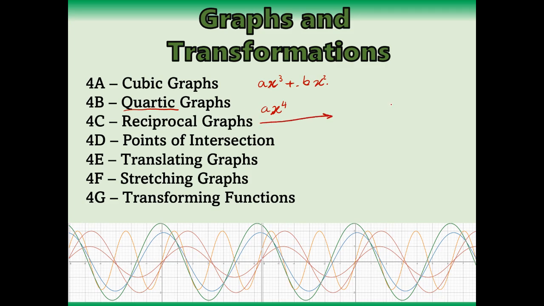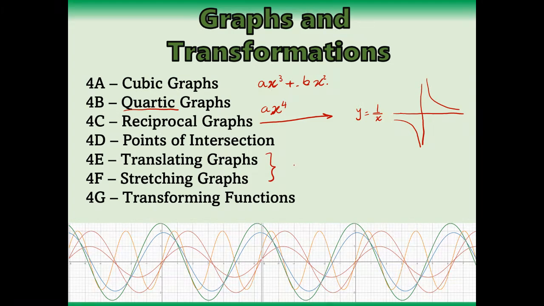Reciprocal graphs are when you plot y against 1 over x. So their graph in general looks something like so. We'll look into more details for that. Points of intersections we'll look into. And these two are rather related together.